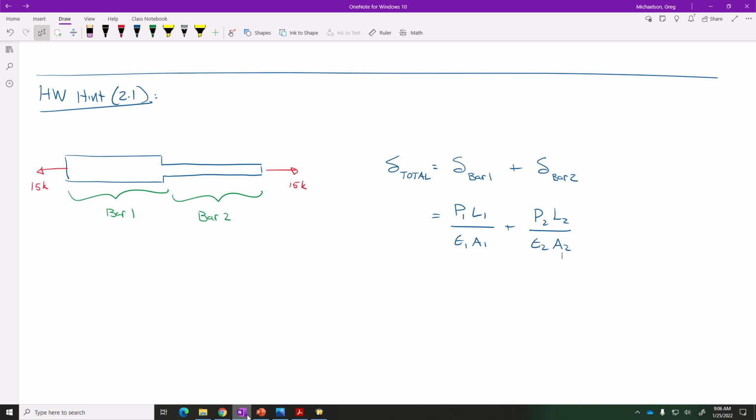The other is the concept of external indeterminacy. What if you have one too many supports? Well, the way that you handle that is through mechanics of deformable bodies, because the deformations have to be consistent. Okay? And that's what we're going to deal with on Thursday.